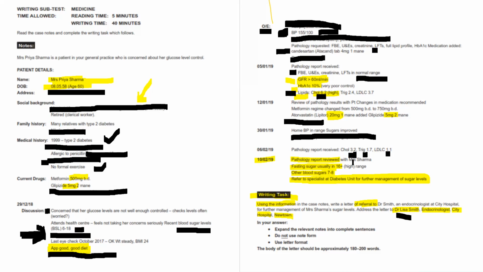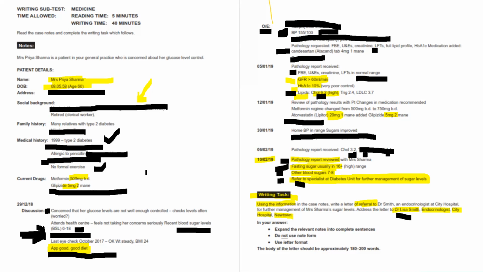Okay. It is important, so we have to mention the cholesterol level. Yes, you might highlight that the level of cholesterol improved. Okay. Then the pathology report review with Mrs. Sharma. Fasting blood sugar was very high, and other blood sugars, 7 to 8, within normal. And this is the purpose. Is it important to mention this and this and this and this? Yes. It's very important.